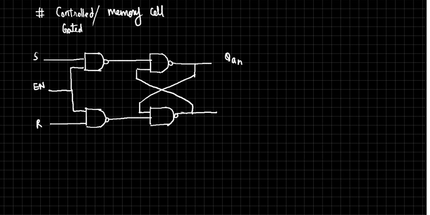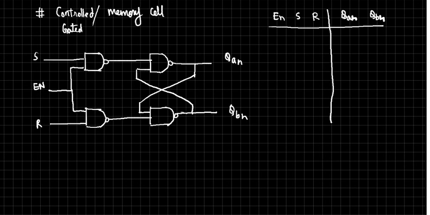QAN, QBN. Can you write a characteristic table for this? Now there are 3 inputs, right? I mean there is an enable. See what happens. Now let's prepare the characteristic table first. So the enable pin and the S, R, QA and QBN. Alright, so let's consider the case when the enable pin is 0.